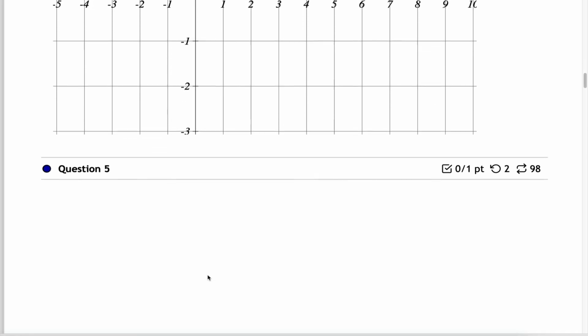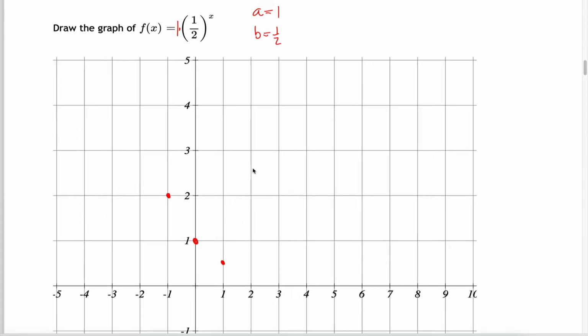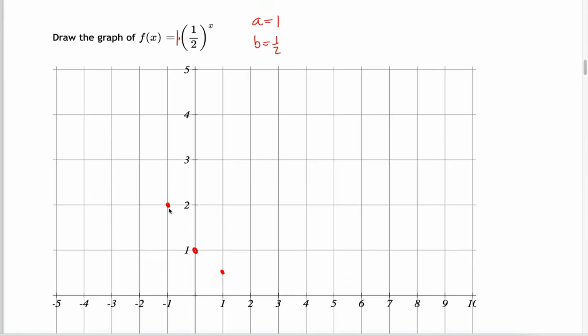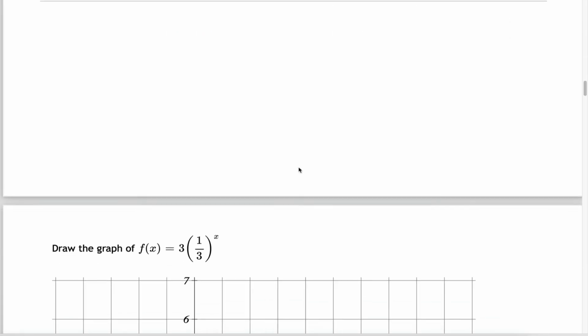What if I gave that as a hint? Doesn't look like I did this time. Anyways, it goes through all 3 of these points, but when you're graphing, it might make your life easier to use these 2. Question 5 is more of the same.